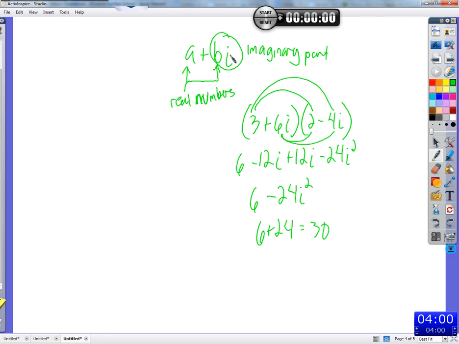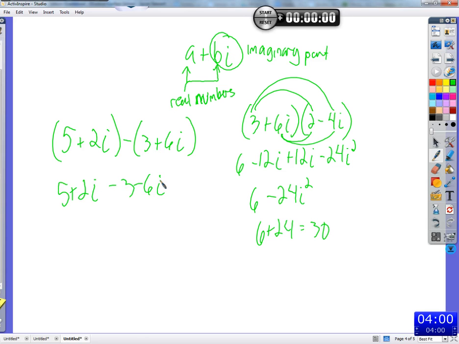So if you have, for instance, 5 plus 2i minus (3 plus 6i), negative here, minus 3, minus 6i. You can only put the imaginary parts together and the real parts together. 5 minus 3 is 2, and 2i minus 6i would just be negative 4i. We subtracted one complex number from another one.